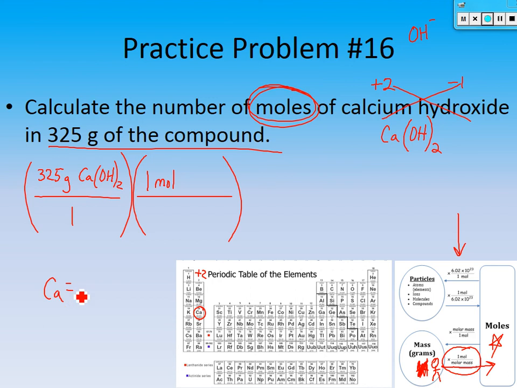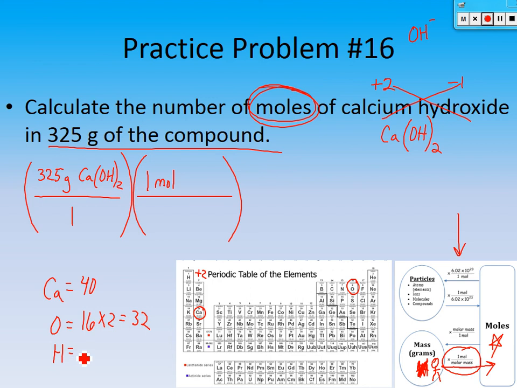We need to calculate the molar mass. Calcium. If you look it up, it's right here. Has the molar mass of 40. I've just got 1 calcium, so that's it. I've got oxygens. Oxygen is right here. Its molar mass is 16. But how many oxygens do I have? You take the number on the outside and times it by the subscript, which is 2 times 1 is 2, right? So 16 times 2 is 32, right?